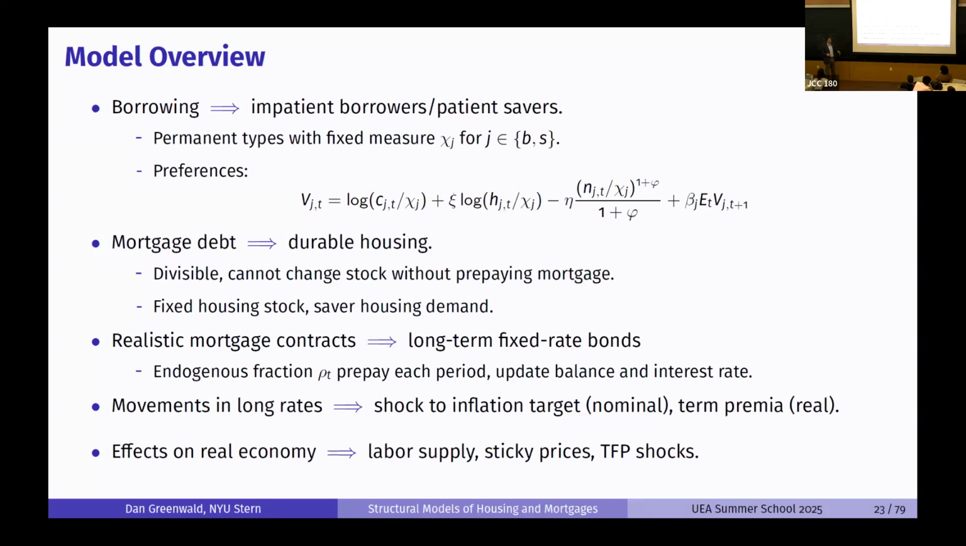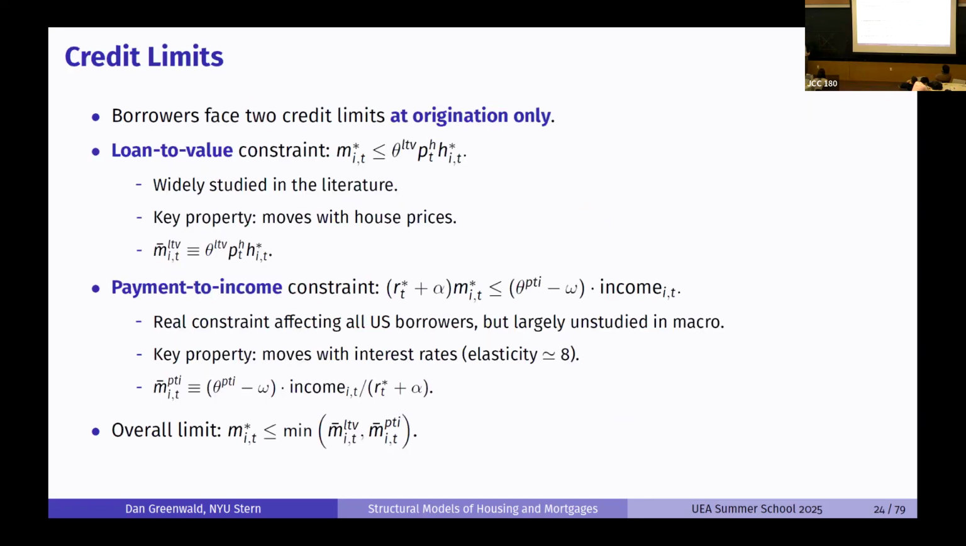I have endogenous prepayment in the paper, but you can just imagine that every so many periods you redo your mortgage and then you can transact in the housing market. Then I have some other stuff that really just matters for the more macro application I was doing, so let's skip over it. All right. So now let's go to the credit limit.